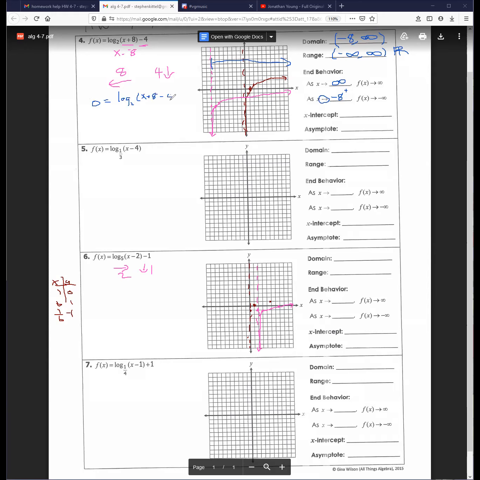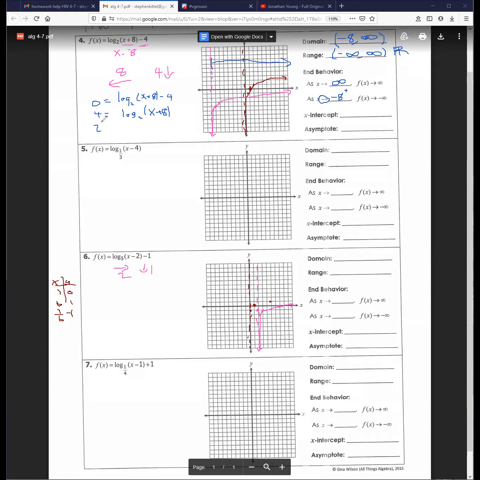Minus 4. That means 4 equals log base 2 of x plus 8. Now I want you to think about, how do we solve an equation like this? We need to undo a logarithm. Undoing a logarithm requires using the inverse, which is an exponential. And the base of our logarithm is 2. So it means the base of our exponential should be 2.